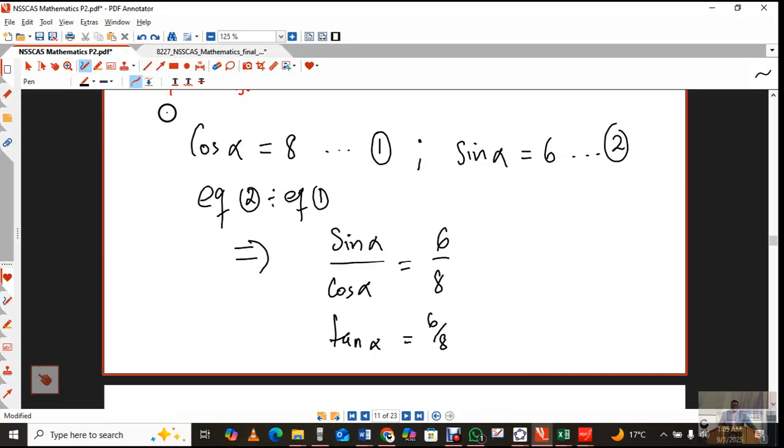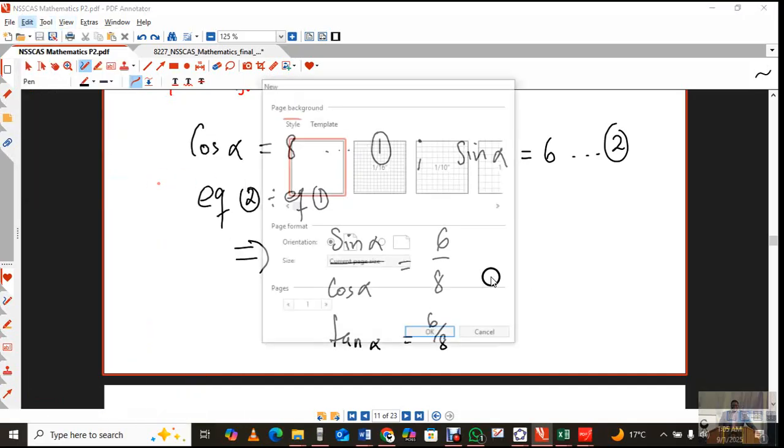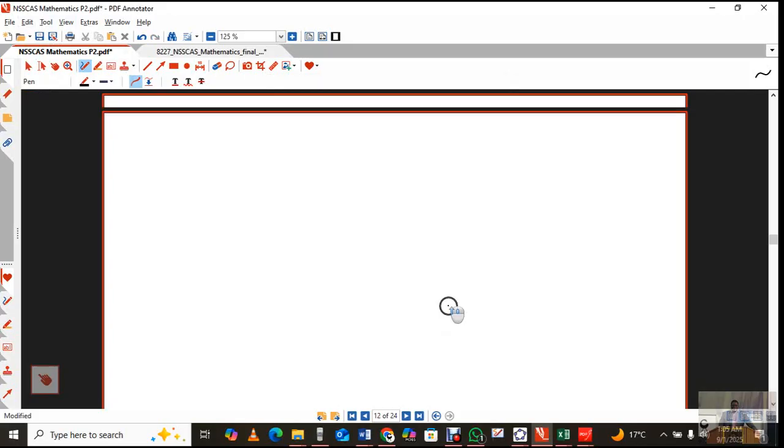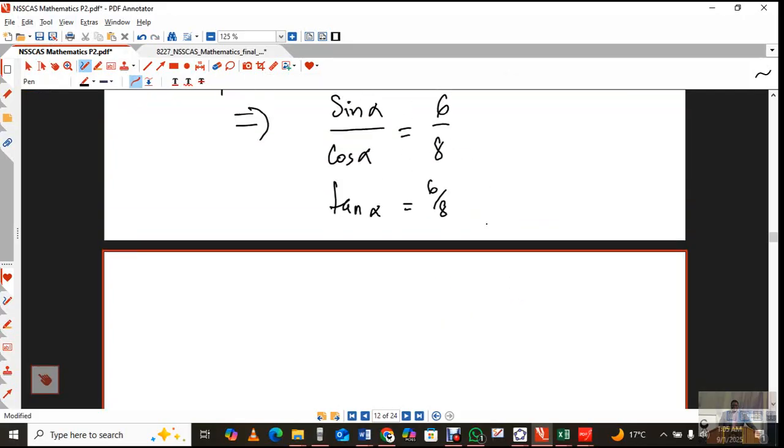Okay, let's add another page. See, it's horrible. Too many pages. Let's save it as well. But I'm very close to the end, just calculating our alpha. It's also important that you know that it's either degrees or radians, but we'll go back. So our alpha will be then the inverse tangent of 6 upon 8.